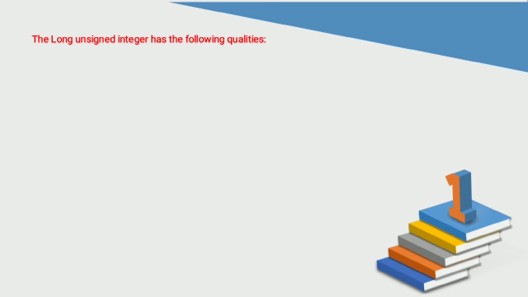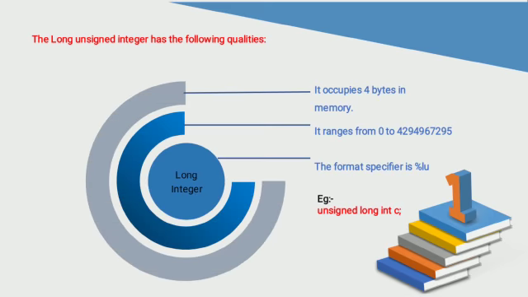The long unsigned integer has the following qualities. It occupies 4 bytes in memory. By adding the range of long signed integer, we will get this range. The format specifier is %lu for long unsigned integer. Example, unsigned long int c.